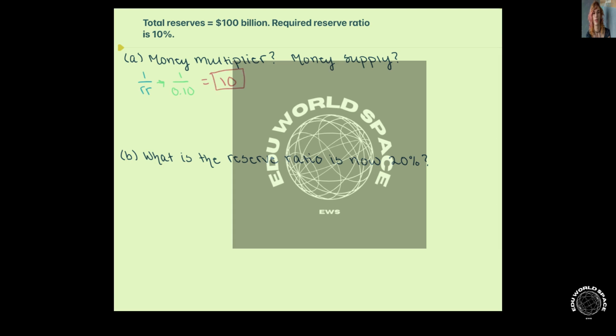Now, if we wanted to know what the money supply is, all we need to do is take that money multiplier, which we just found to be 10, and multiply it by our total reserves, which we know is 100 billion. So if we multiply these together, what we get is a money supply that's equal to $1,000 billion.